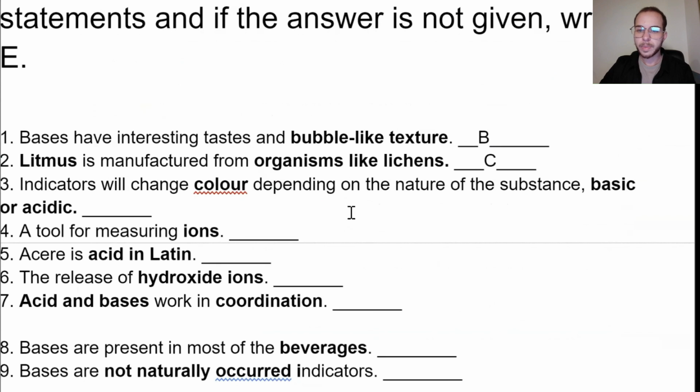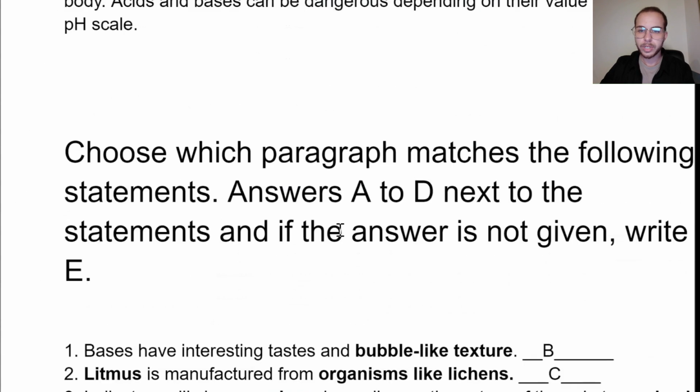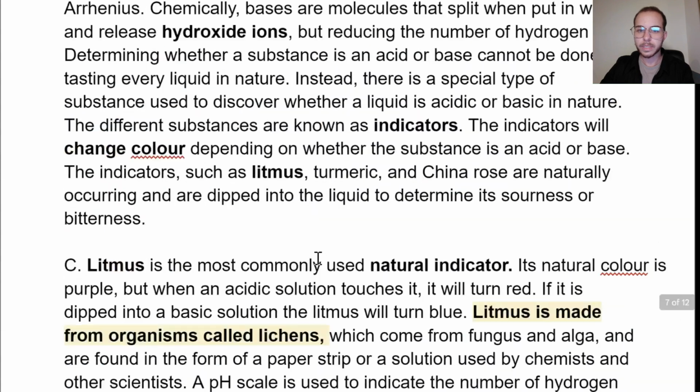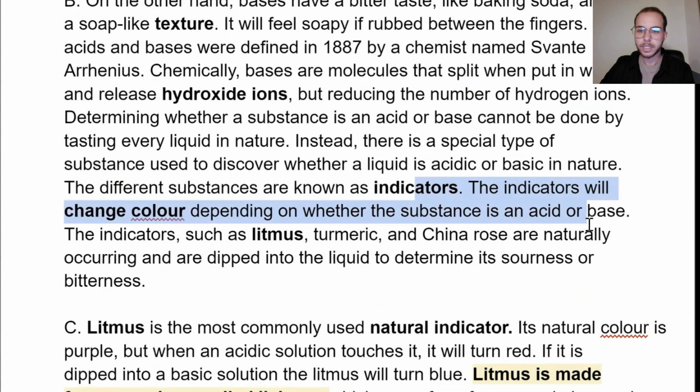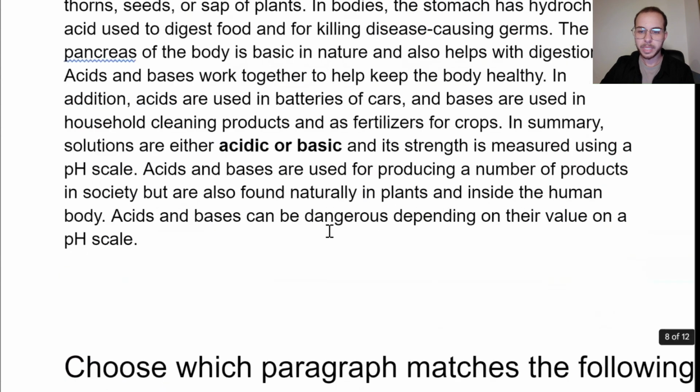Indicators will change color depending on the nature of the substance, basic or acidic. Now I'm pretty sure we talked about color somewhere. Change of its color, whether a substance is acidic or base. Perfect. Paragraph B.